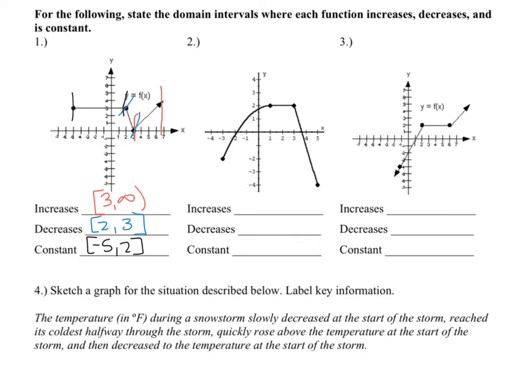So for the next one, where is it increasing? Well, it starts off increasing. So from there to there. So from -3 to 1. It's decreasing over here, going down from 3 to 5. And in the middle is where it's flat and horizontal. So from 1 to 3, it's remaining constant.